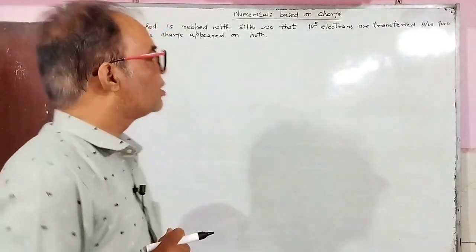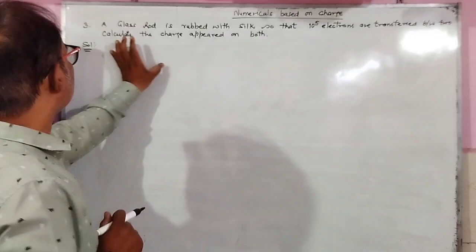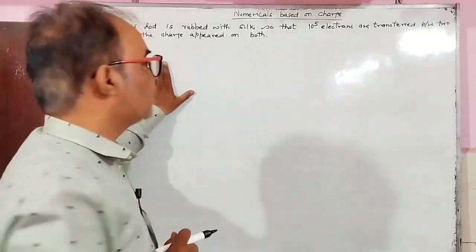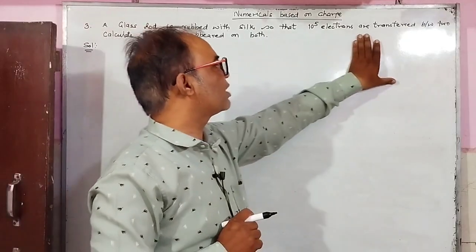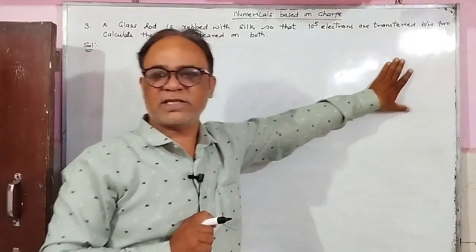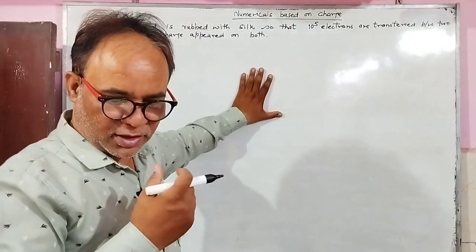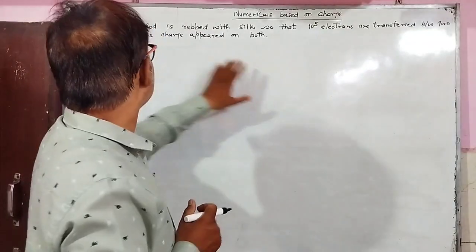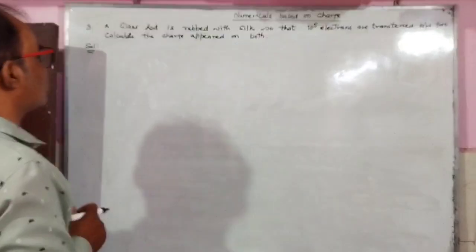In the concept of numericals based on charge, today we are going to solve the third question. Let us see what exactly the third question is. When a glass rod is rubbed with silk so that 10 to the power 5 electrons are transferred between the two. That means 10 to the power 5 electrons are being transferred from one to another. We are asked to find out the charge on both. Let us see what would be the solution.